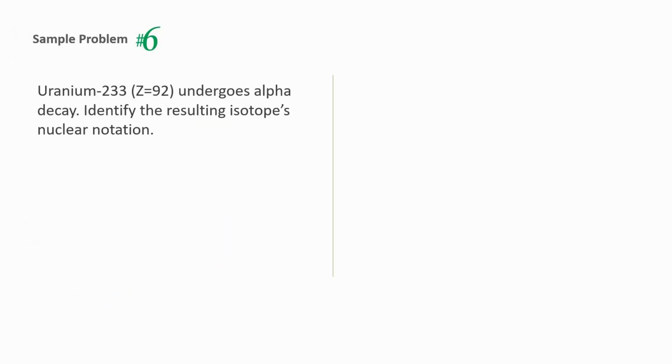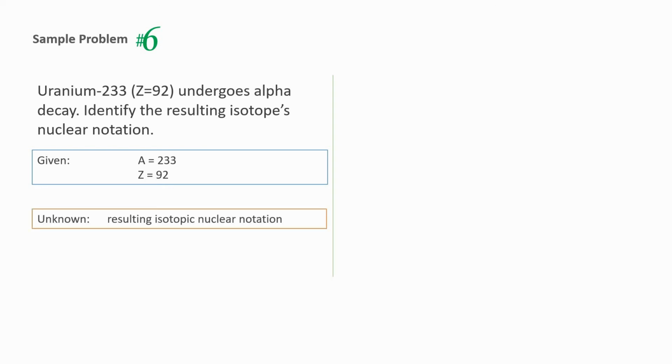Say for instance, uranium-233 and its atomic number is 92. Say it undergoes alpha decay. Identify the resulting isotope's nuclear notation. By nuclear notation, we mean the new element and the new atomic mass we are talking about. The givens are the atomic mass and the atomic number, and the unknown is the resulting isotopic nuclear notation. Our formula is going to be as follows.